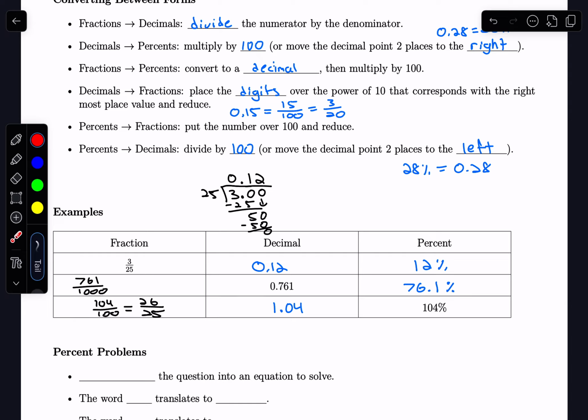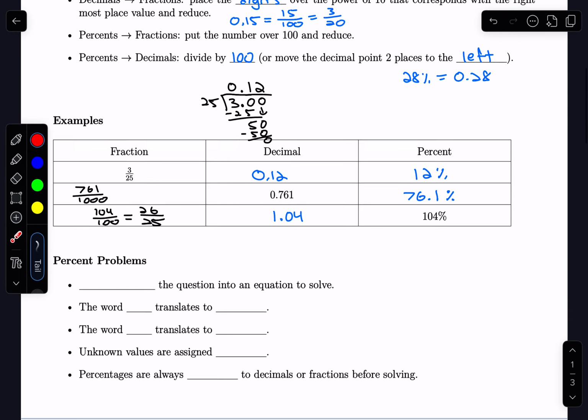I want you to notice real quick that if I skipped this decimal step, I could go directly from 104% to 104 over 100 by just taking the percentage and writing it over 100. So I could have gone directly here. I also could have done 76.1% and written it as 76.1 over 100, but then it becomes 761 over 1,000 because I would multiply top and bottom by 10 to get rid of the decimal place. So we can skip this decimal step if we want to. Just depends on what we need in our situation.